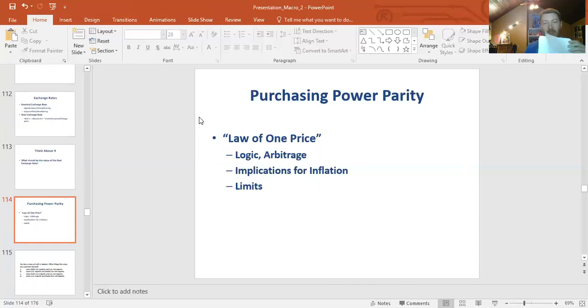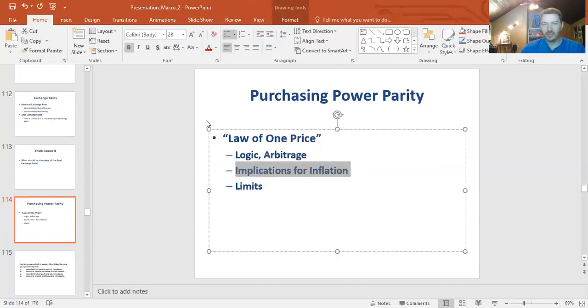Now, the one thing to mention is this here, implications for inflation. I'm going to stop screen share because that's the end of the presentation. So the theory of purchasing power parity is our baseline. What does that mean?